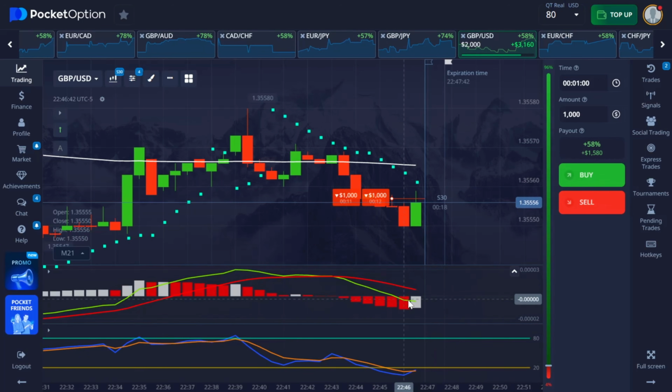Another thing, I'm seeing that MACD cross its histogram candles, which if you guys watch my previous videos, I was talking about MACD.